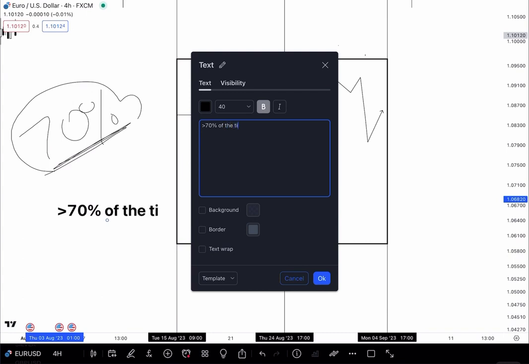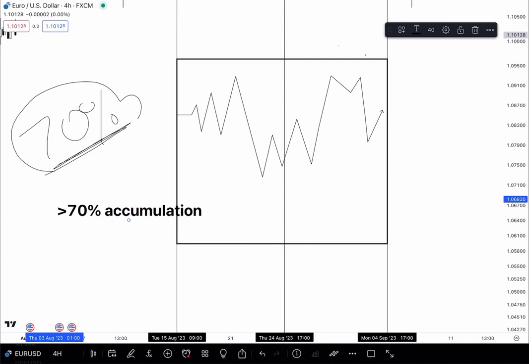Of the time, the candles or price is in an accumulation. Some assets more than others, but overall, it's more than 70% accumulation, which means you're going to spend most of the time waiting for the setup anyway.